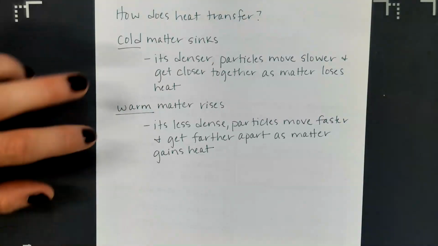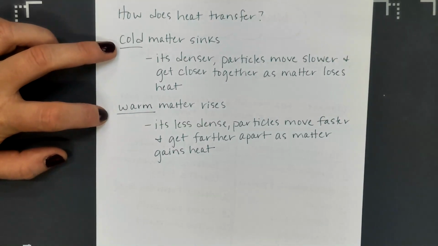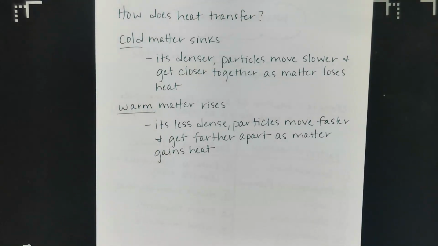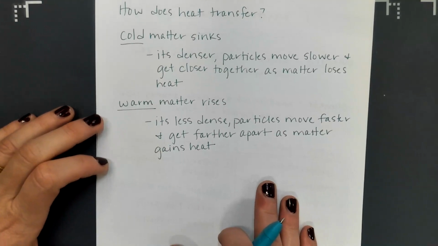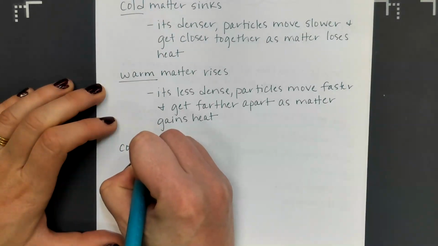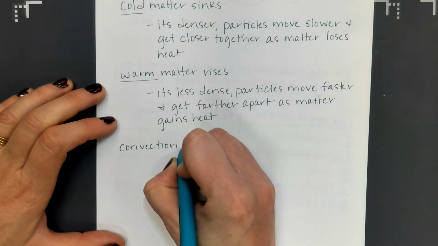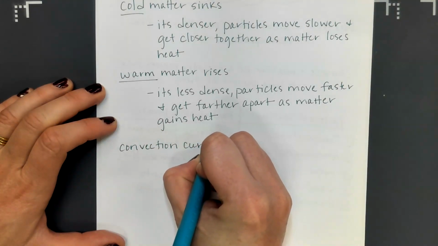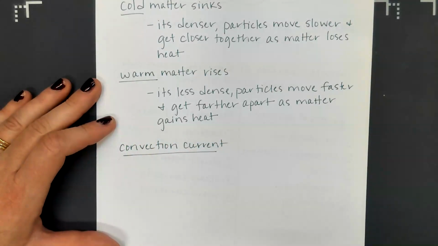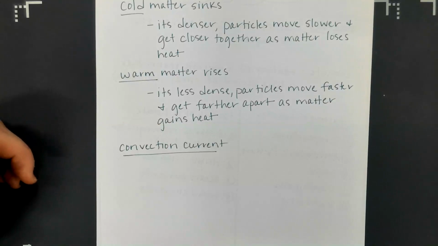This is when cold and warm are cycling. When warm matter rises, like in this case we did water, so warm air or warm water rises, the cold air sinks to take its place, right? That cycle creates what's called a convection current. So that's the last thing we'll write down today: convection current, which is the cycling of warm and cold matter.